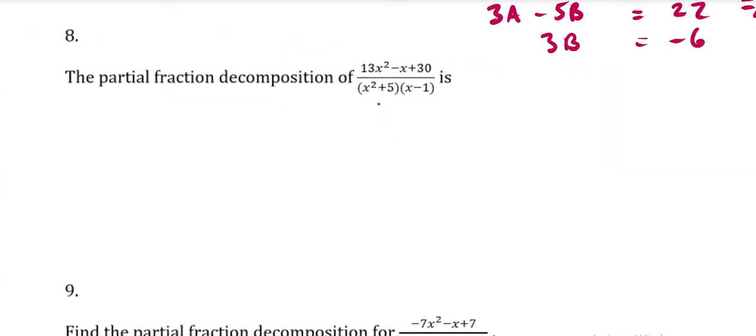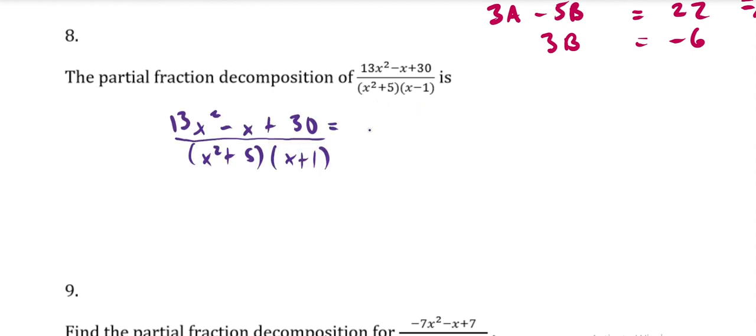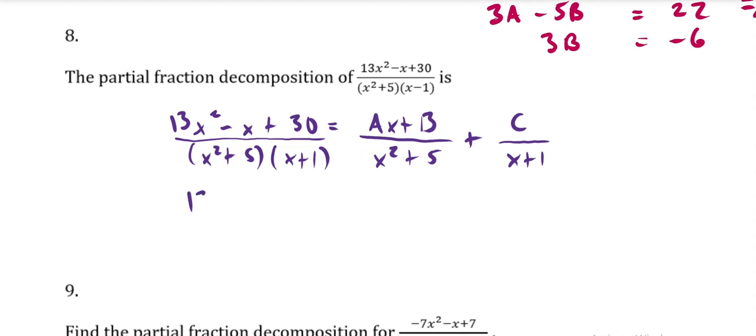This next one has two kinds of terms. This is actually an irreducible quadratic, and this is a non-repeating linear term. We'll need an ax plus b over x squared plus 5 to decompose the term corresponding to the irreducible quadratic here. And then we're going to need another constant over x plus 1 to take care of this linear term. If I multiply on both sides by this denominator, we'll clear on this side.